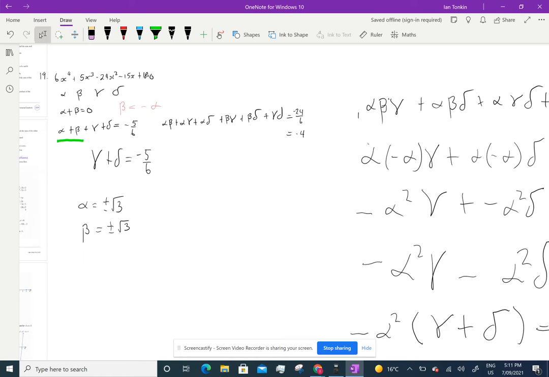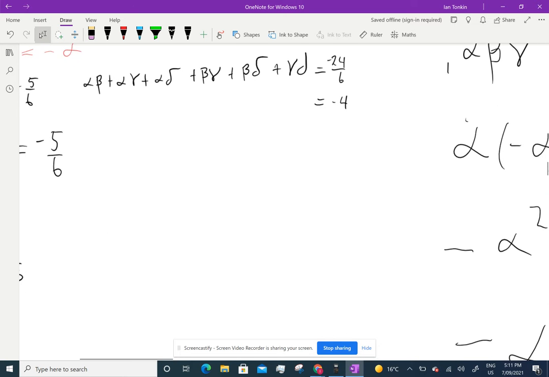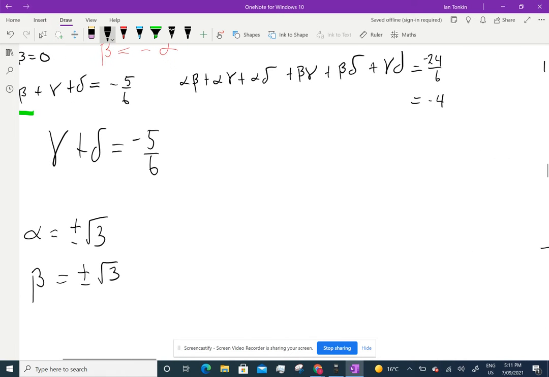Minus alpha squared times... I'm just looking at the worked solution, trying to work out where they put one of these from. All right, so I'm going to need to use this middle one. Let's take alpha as being positive root 3 and beta being negative root 3.